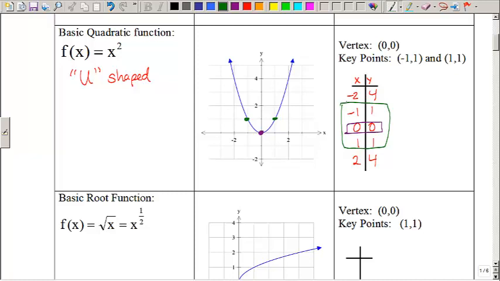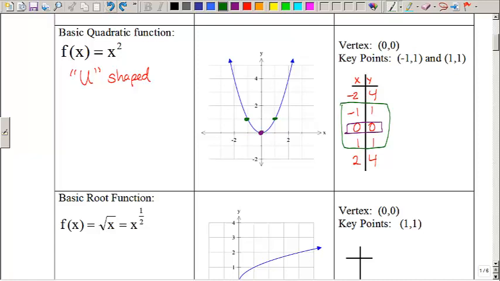One way of memorizing this is you could just know that a quadratic, an x squared, is a U-shape. You know the vertex, and to get to the key points, you go over to the right one and up one, over to the left one and up one. And that's just another way you can think about finding those key points.